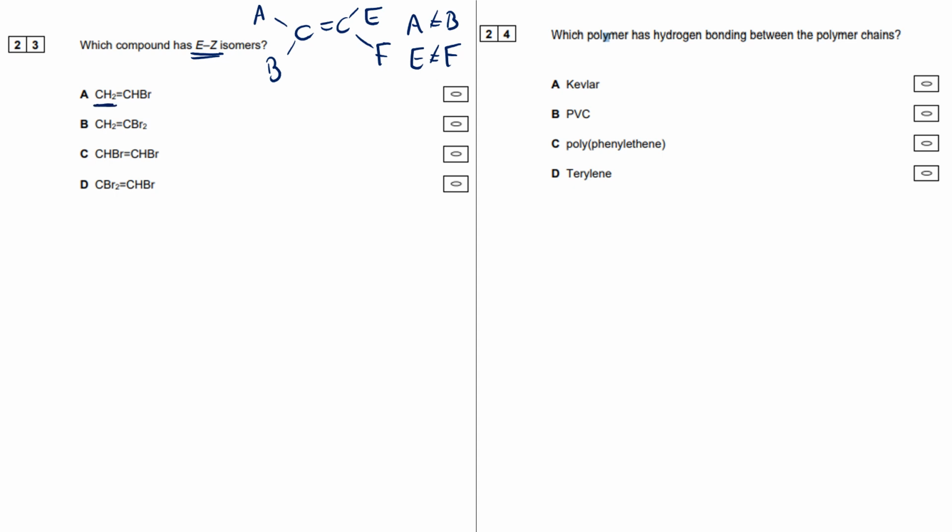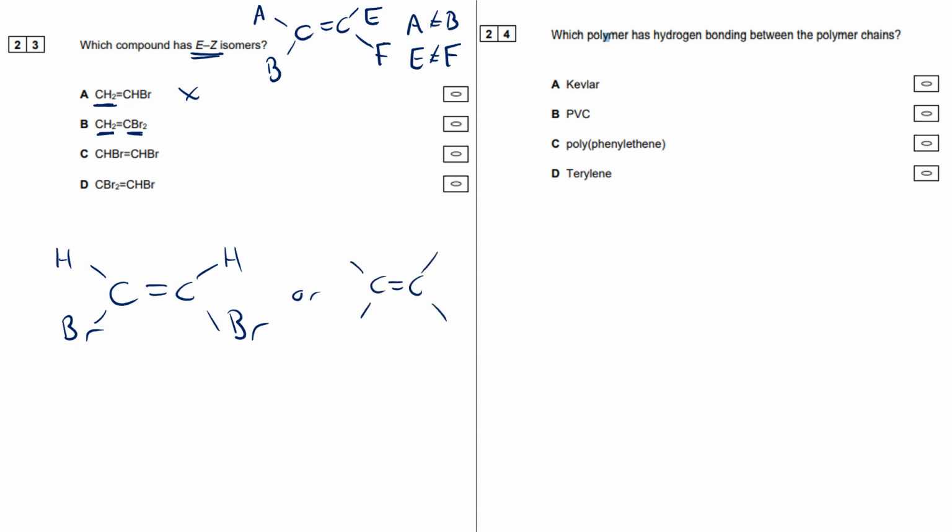A cannot have E/Z isomers because one of the carbons has 2 hydrogens. B cannot have E/Z isomers because each of the carbons in the double bond has 2 different atoms bonded. C, you have this compound here, where you have H and a Br on each carbon in the double bond. So because you've got 2 different groups on each carbon in the double bond, you do indeed have E/Z isomers.